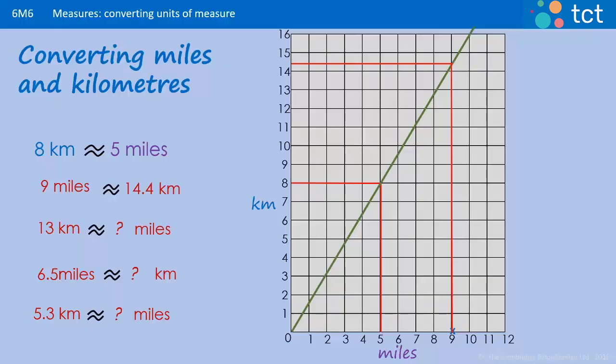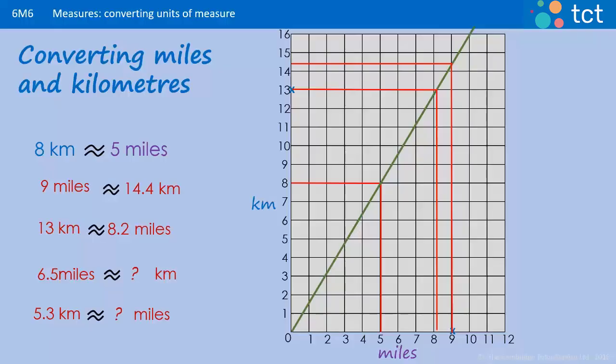The next one, 13 kilometres. Approximately how many miles is that? So mark out 13 kilometres, take the line across, take it down, and that looks like about 8.2 miles.